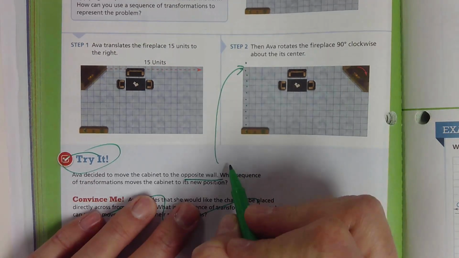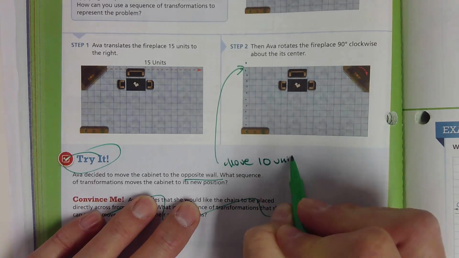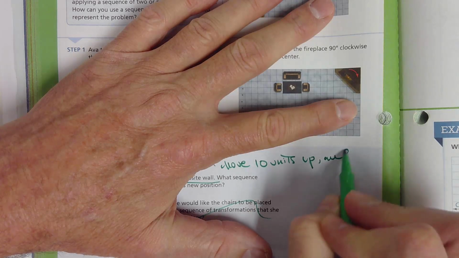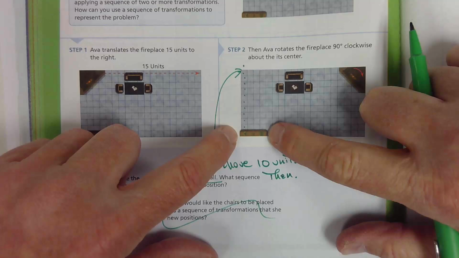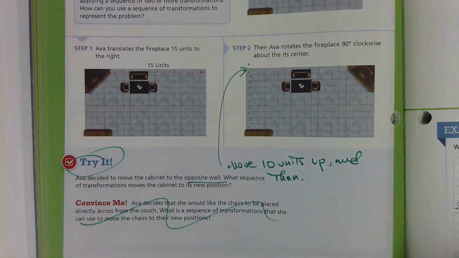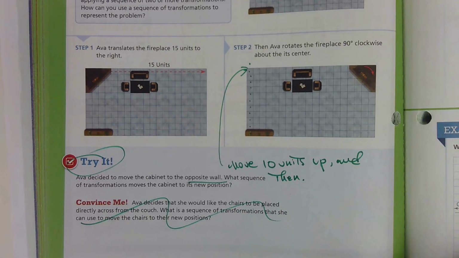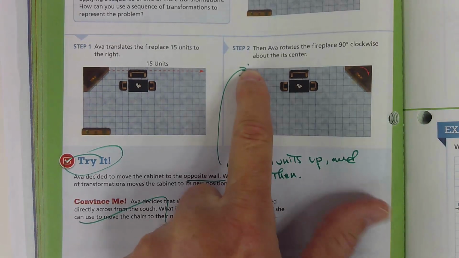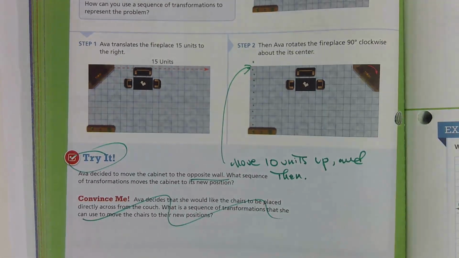And then what? So now we've moved this cabinet 10 units up. Now what would I do with it? Move it 10 to the right. Okay, so I move it up here, and then I move it 10 to the right, and it puts it pretty much on top of the fireplace. That's not going to work.